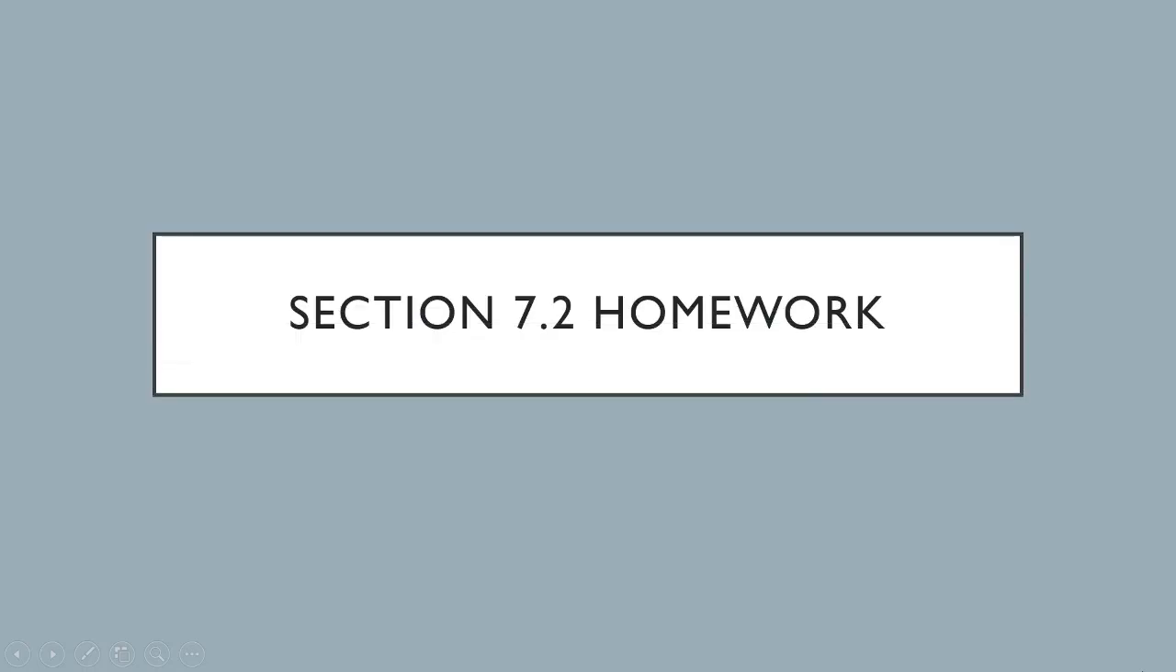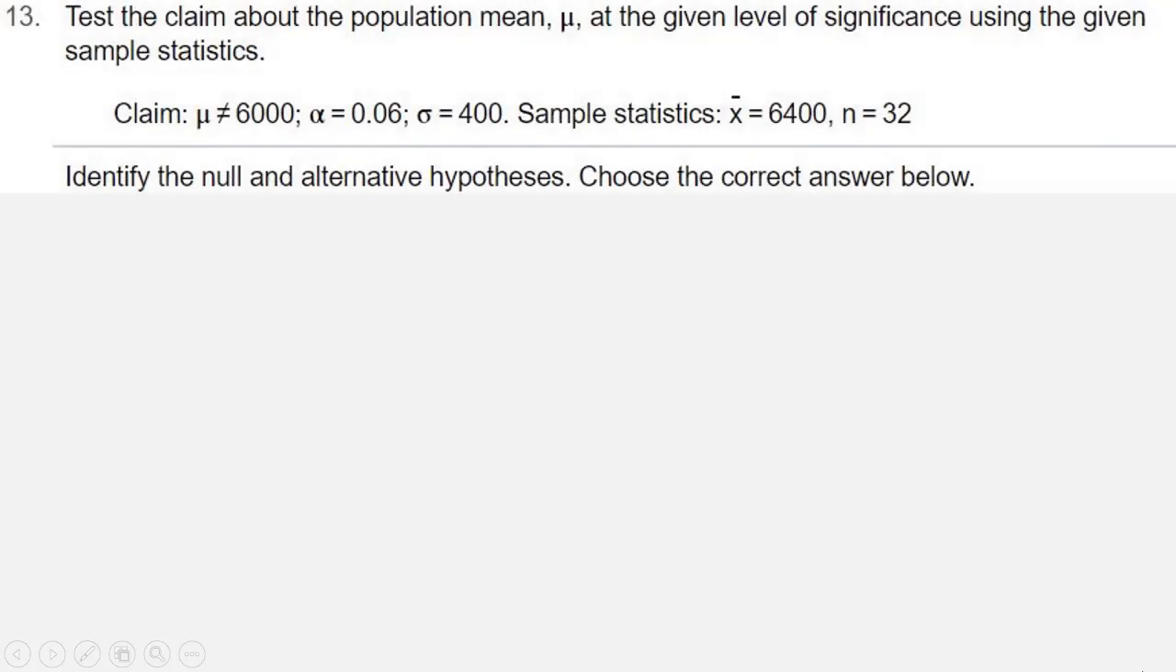We're looking at homework from section 7.2. This is question number 13. Test the claim about the population mean mu at the given level of significance using the given sample statistics. So we're supposed to identify the null and alternative hypotheses.